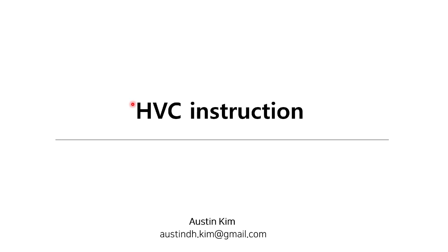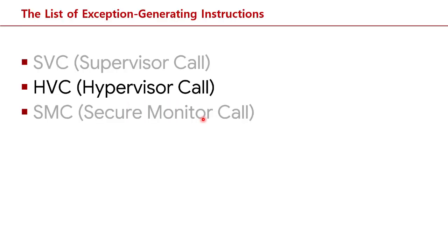Now that you understand how the SVC assembly instruction works, let's move on to the HVC assembly instruction. Among the three exception generating assembly instructions, the HVC instruction is also important because it is a core part of the virtualization system. In a virtualization system, the guest OS communicates with the hypervisor, and for this, the HVC assembly instruction is mainly used.